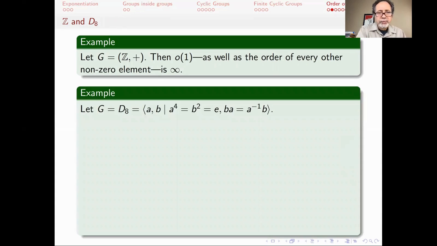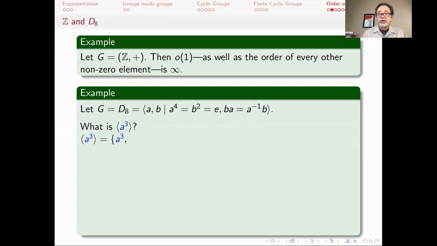Another one of our favorite groups, D8, the dihedral group of order 8, generated by A and B. A is an element of order 4. B is an element of order 2. A is 90-degree rotation counterclockwise for a square, and B is a horizontal reflection. What's the group generated by A cubed?